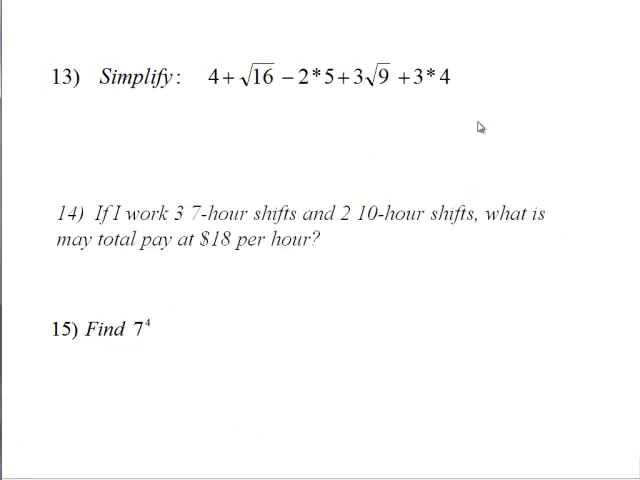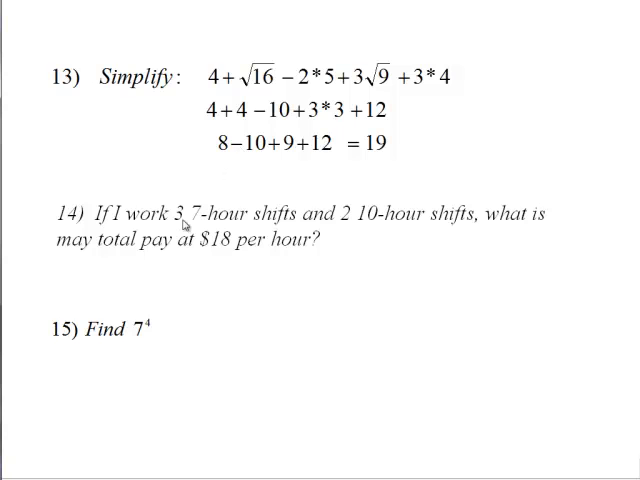Okay, simplify this. If you have a square root key, you can type this directly in your calculator. If you don't, just write down 4. Take the square root of 16 is 4 again. Then we have 2 times 5. We can do that. That's 10. Square root of 9 is 3. And 3 times 4 is 12. Okay, then again we do our multiplication first. But we can just add these together. 4 plus 4 makes 8. Minus 10 plus 9 plus 12. Then you can just type this directly in your calculator and get 19.